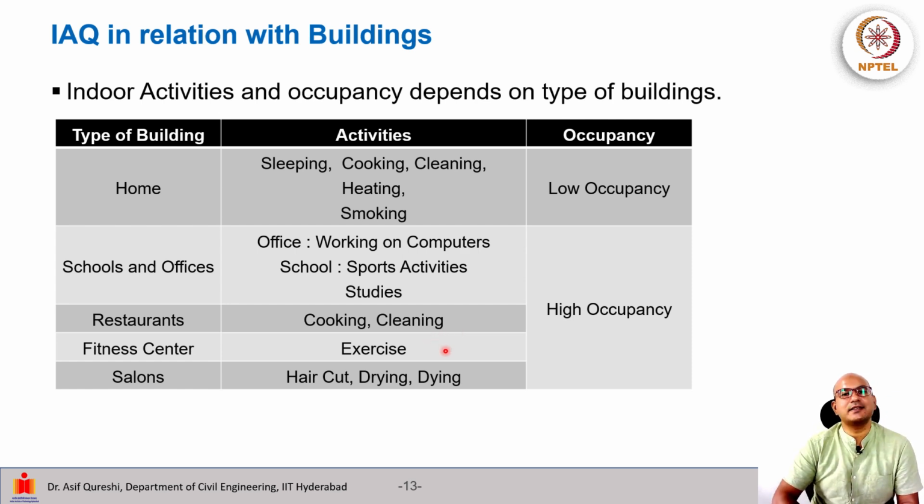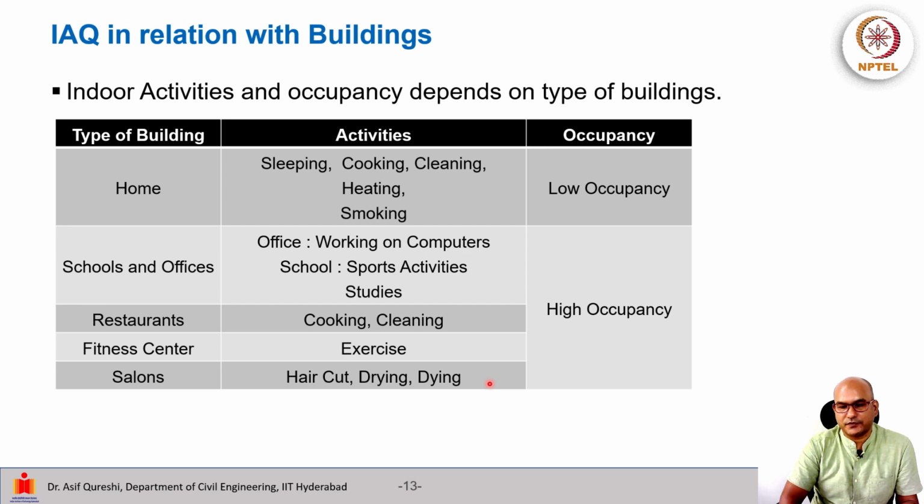Then we have fitness centers, which are gymnasiums. The same, there may be in the universities and schools as well, where people are exercising a lot. So they are inhaling and exhaling, and also sweating, and when they are doing gym activity there may be abrasion and more release of human-associated microbes. And again these are high occupancy.